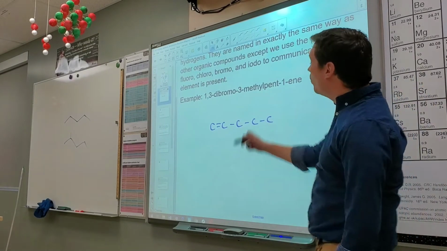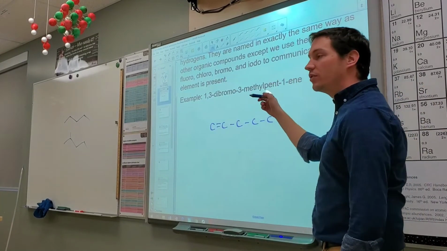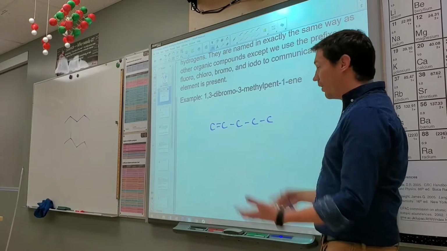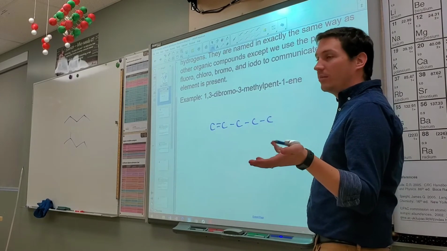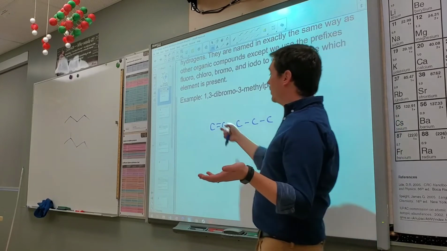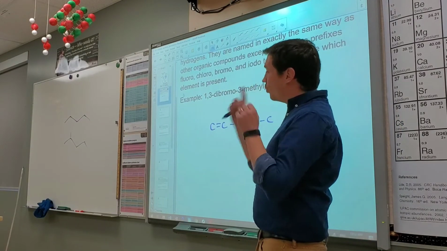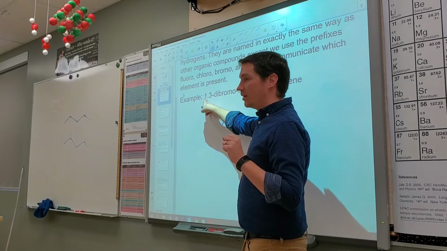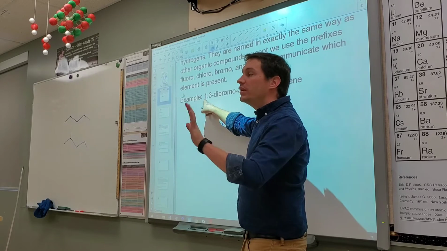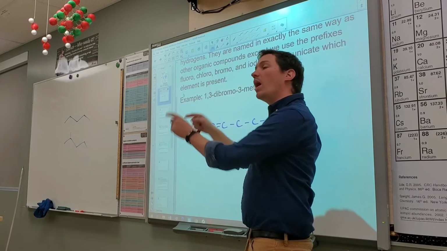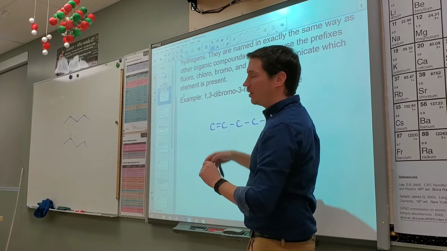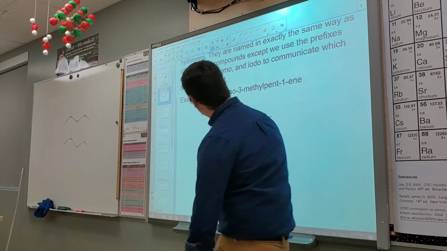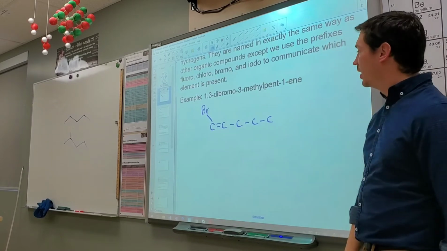And then, where are all of our functional groups and where are all of our branches? 1, 3, 3. So what do we have at carbon number 1? A dibromo. We have a single bromo at carbon number 1, correct? Because there's only one there. If it said 1,1-dibromo, then they'd both be on number 1. So we have a bromo group attached to carbon number 1.